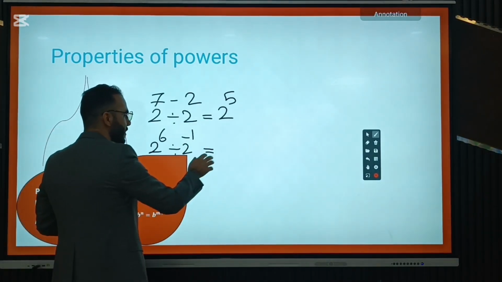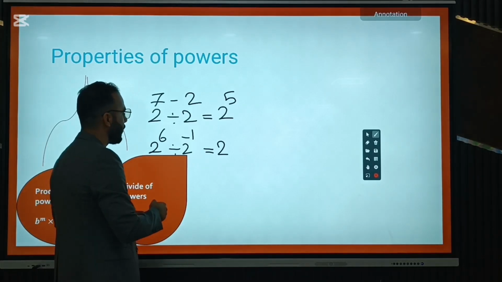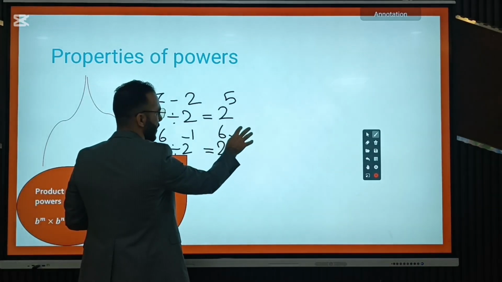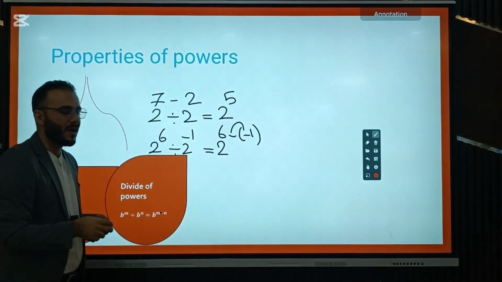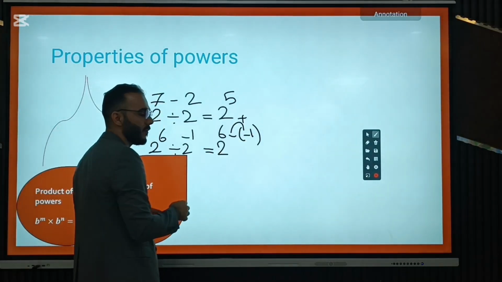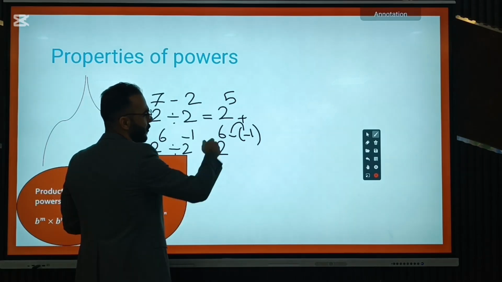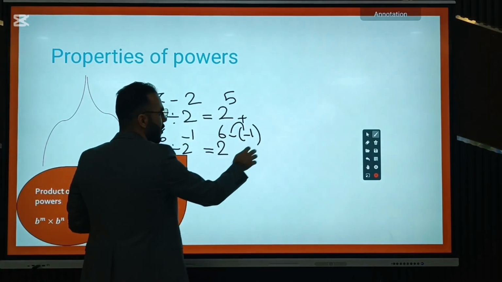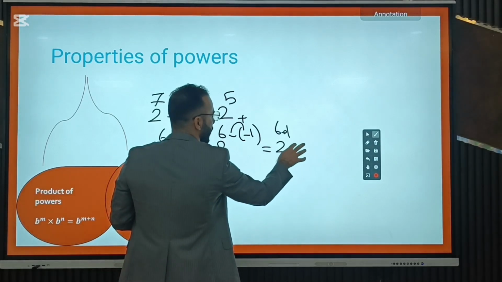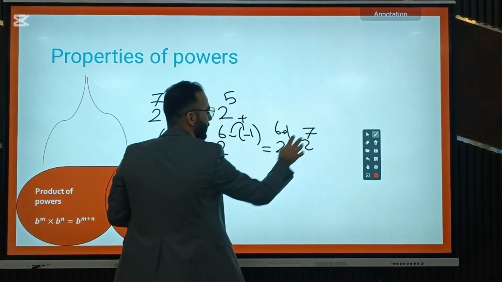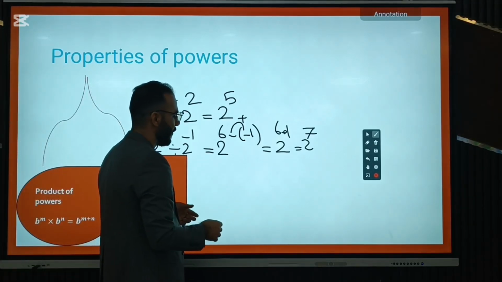So keep the base 2 and subtract the exponent. Let's subtract 6 minus negative 1. Negative times negative is positive. Remember the essential information of mathematics: negative times negative, positive. So in that case, it's going to become 2 to the power of 6 plus 1, which is 2 to the power of 7. I hope that the examples are clear.